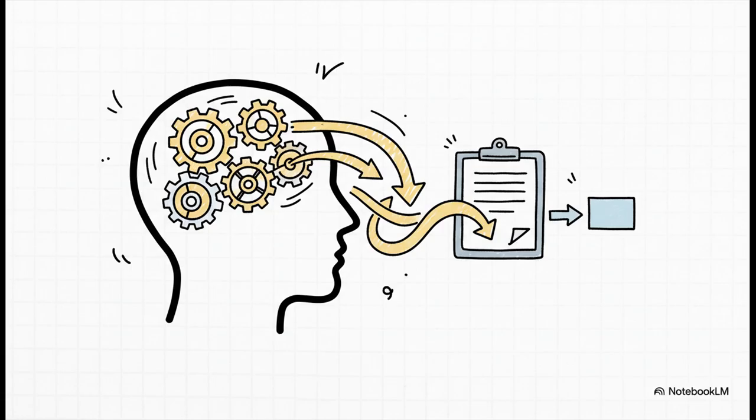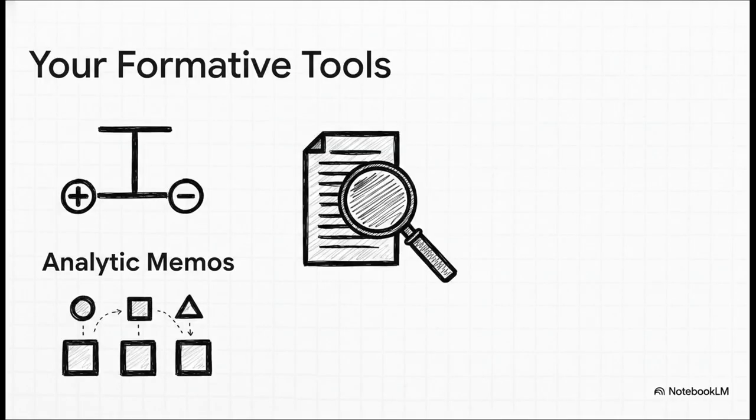Let's say your main goal for one part of your module is to see how well a learner can analyze a situation and think critically while they're working through a case study. You want to see their thought process in action, not just the final answer they come up with. For that goal, you're going to reach straight for your formative toolkit.